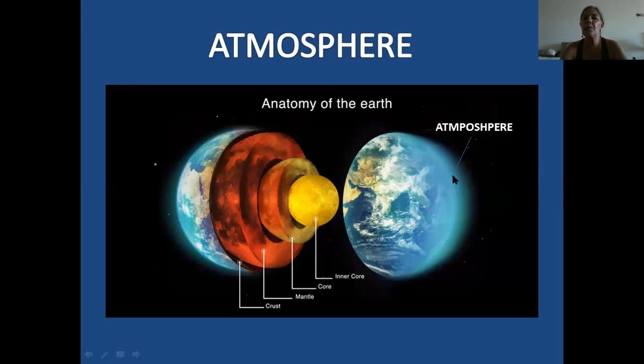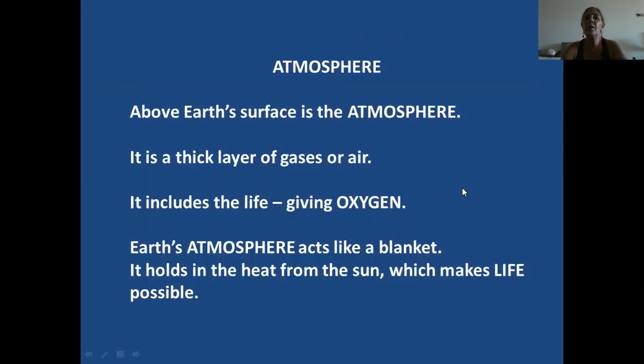And the last layer that we have is the atmosphere, which is this one out here. This is a very good picture right here. The atmosphere is above Earth's surface. It is a thick layer of gases, or air. It includes the life-giving oxygen, so all the oxygen that we breathe comes from the atmosphere. We live in the atmosphere. We stand on the land surface, and all around us, we have the atmosphere. The atmosphere is like a blanket. It holds in the heat from the sun, which makes life possible.